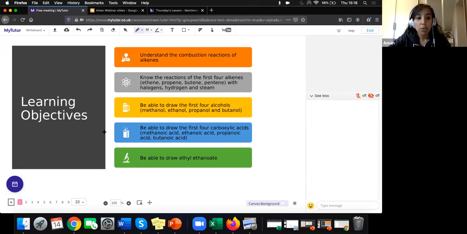Can you all see my screen? Can I just check that you can see my screen? Can you see the learning objectives? Okay, you can see my screen.